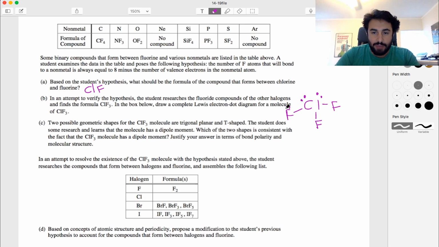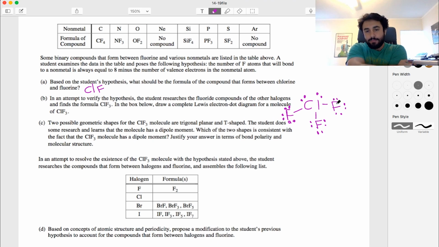Let's also make sure for these ones, definitely when you're doing these Lewis diagrams, make sure you get all the lone pairs on the other atoms too. They do want to see that. If you did not write all these lone pairs on the fluorine atoms, you would not get full credit.